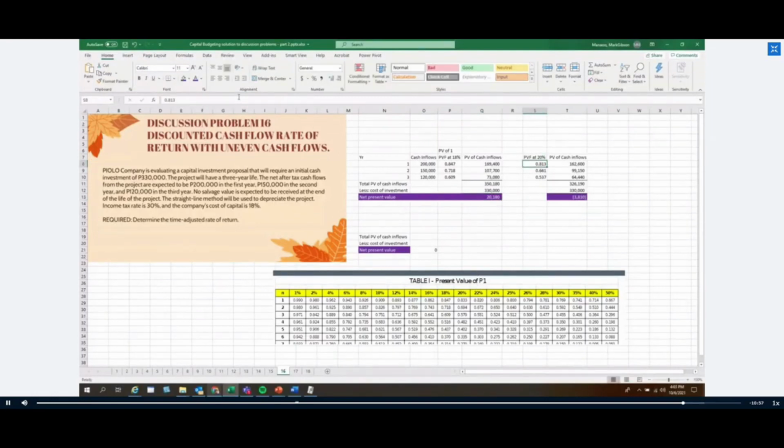It's 0.833, 0.694, and 0.579. Not yet. One more. So we have 18, 20, let's try 22.